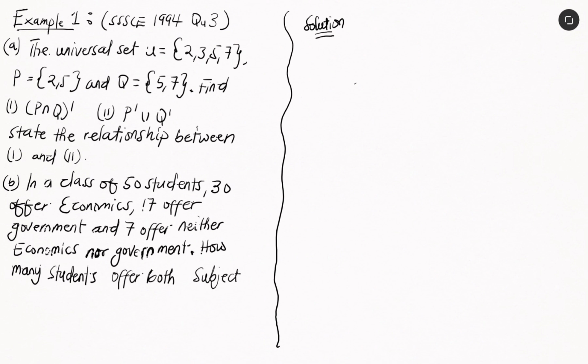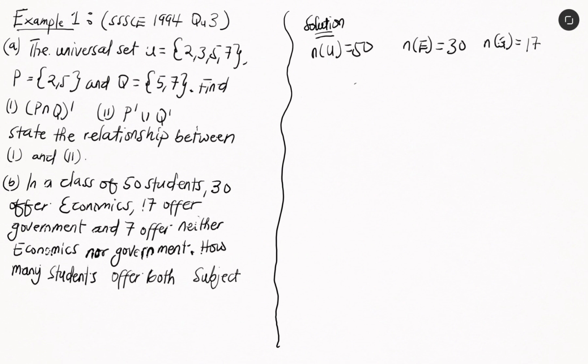Okay, so let's write down all the things that we know from the question. We were told that in a class of 50 students, so our universal set n(U) is 50, and 30 offer economics. So the number of students that offer economics, n(E), is 30, and those that offer government, n(G), will be equal to 17. Now, we're told that 7 offer neither course, right?